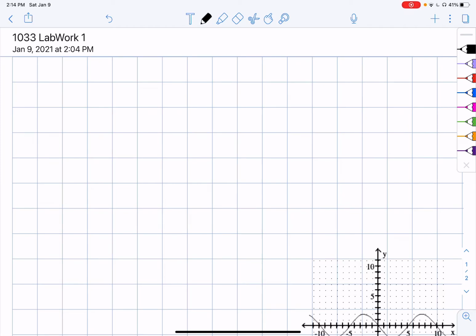All right, so today we are going to talk about LabWork 1. So here is the answer key. So here we go. Number one.